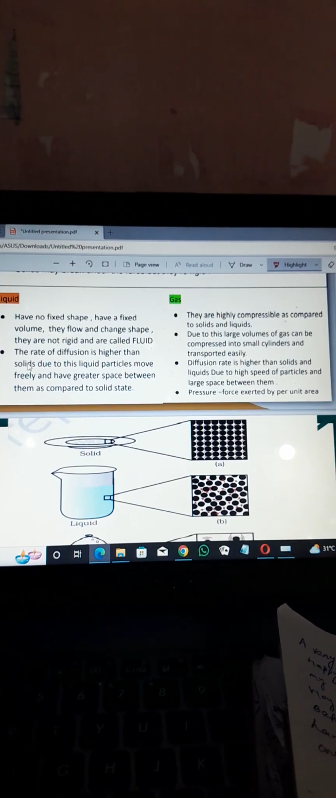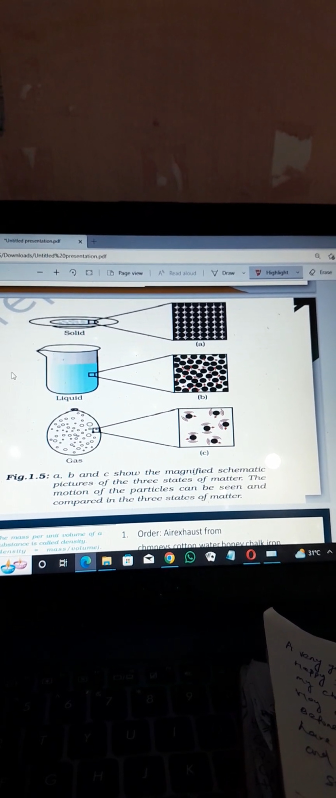Okay. Then comes the figure. Figure 1.5 is A, B, C. This is solid, liquid and gas. So A, B, C shows the magnified schematic picture of three states of matter. The motion of the particles can be seen and compared in the three states of matter. A is solid and its motion, B is liquid and C is gas.